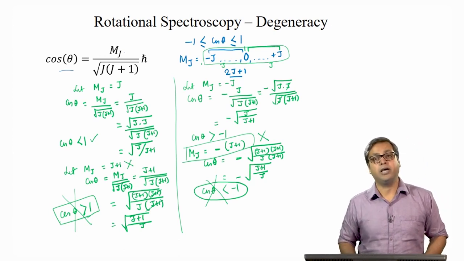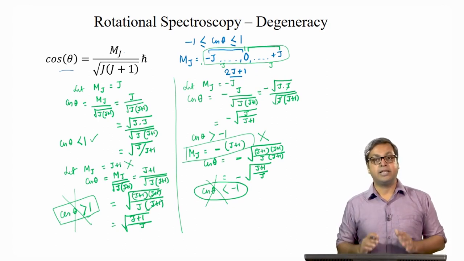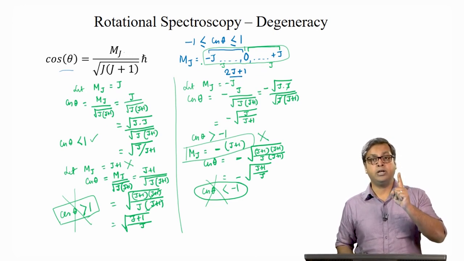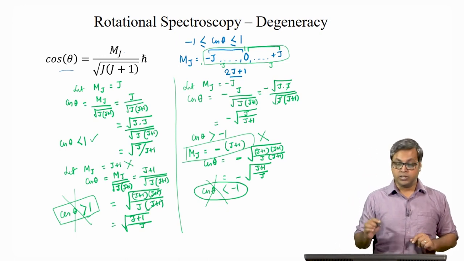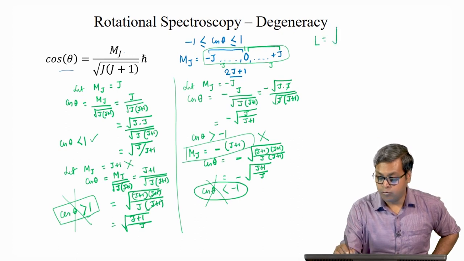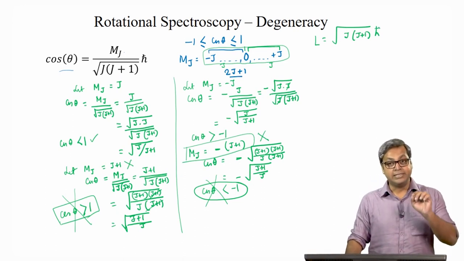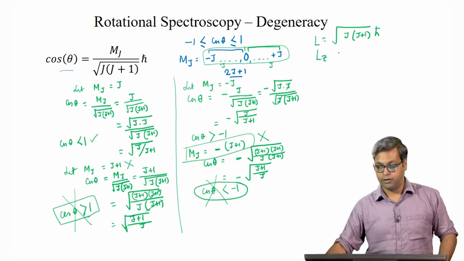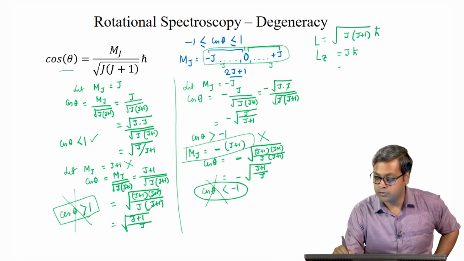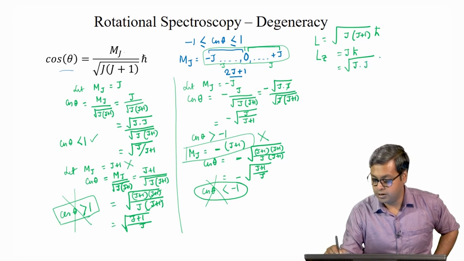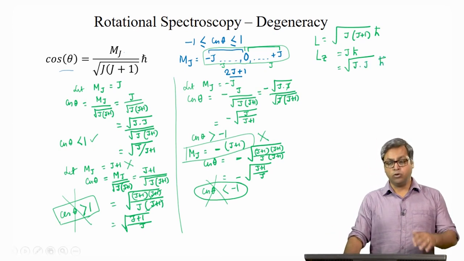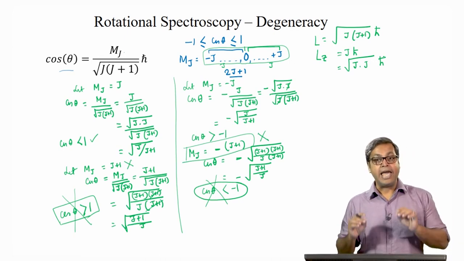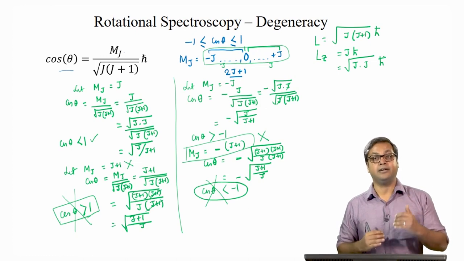So, what does this result imply? This implies that the angular momentum vector cannot be perfectly aligned to that arbitrary laboratory axis or the z axis. This is because L is given by root over j times j plus 1 h cross. But Lz, the absolute maximum value that Lz can have, is j times h cross. So, we can see that L is always slightly greater than Lz.